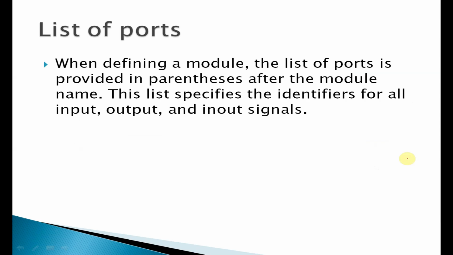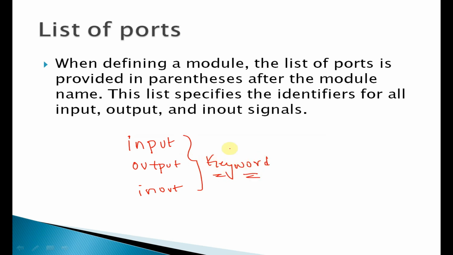Shall we move forward? When defining a module, the list of ports is provided in the parentheses after the module name. The list specifies the identifiers for all input, output, and in-out signals. So here we have three keywords which we are going to use: input, which is a keyword, output, which is also a keyword, followed by inout. These are our three keywords which we are going to use when we want to specify the type of port or the direction of a port.